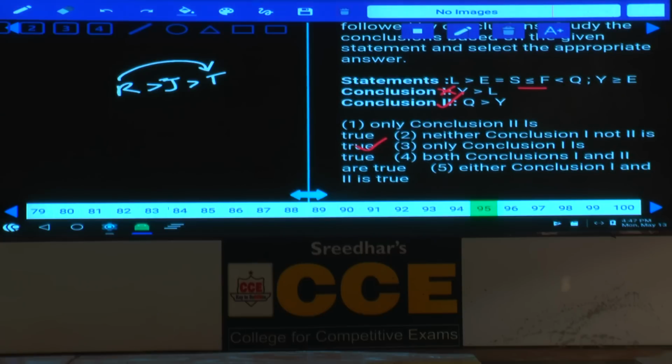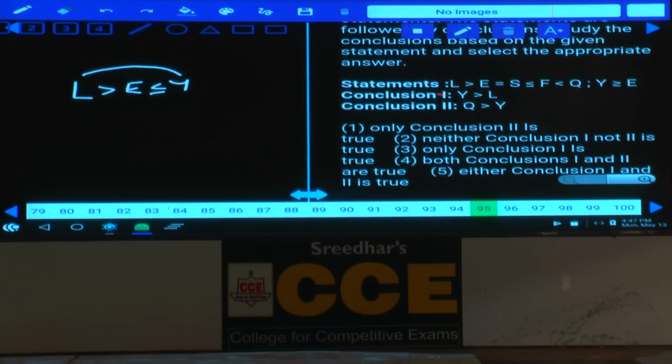Then coming to 95, the relation between L and Y. L is here, Y is here. Tell me which letter is common here? E is common. L greater than E, Y greater than or equals to E means E lesser than or equals to Y. Now between L and Y, 1 greater than, 1 lesser than, two opposite symbols, and so no relation can be drawn. First conclusion is false.